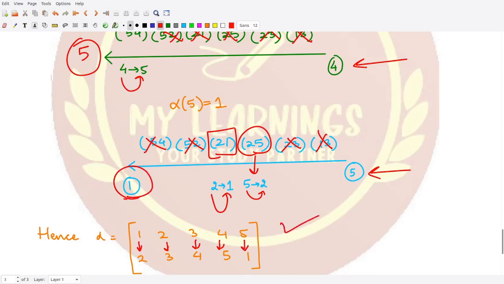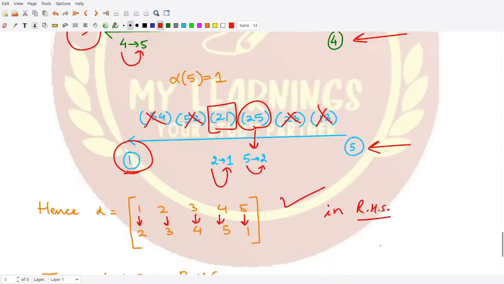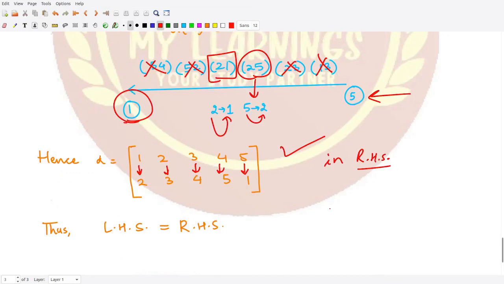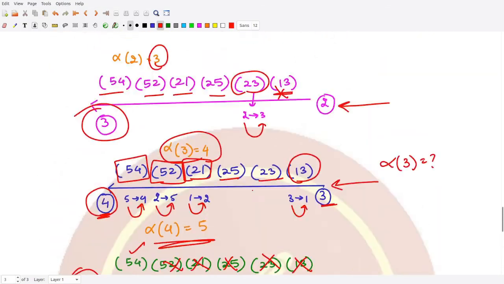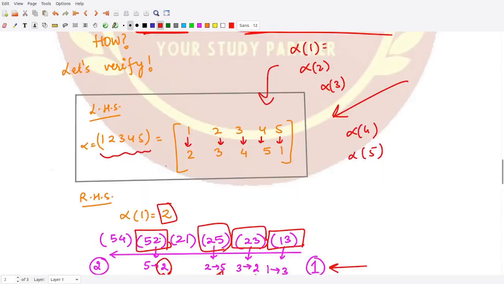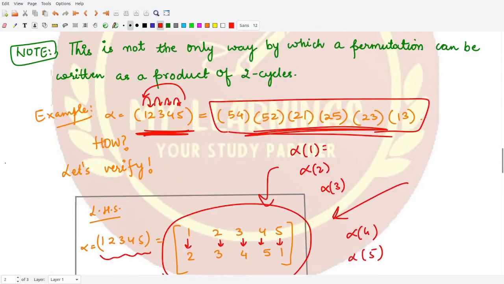So you see, this is our value of alpha in the right hand side. We have to match whether the right hand side is equal to the left hand side. The cycle here is basically 1 goes to 2, 2 goes to 3, 3 goes to 4, 4 goes to 5, and 5 comes back to 1. So this completes our cycle. In this case, this array is exactly equal to the array that we obtained in the left hand side. Hence both of them are equal, and both represent the same permutation.